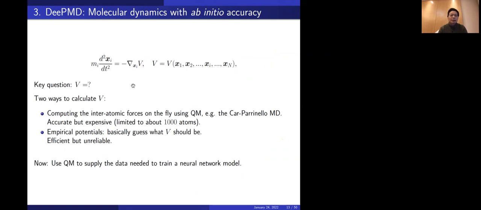The third example, I think I should run quickly, is molecular dynamics. I already mentioned molecular dynamics in the interatomic potential example. It's just to solve Newton's equation for the position of the atoms, and then you need this potential, V. I illustrated before how to use deep learning to get this potential V. And this has been quite successful, as I showed earlier.